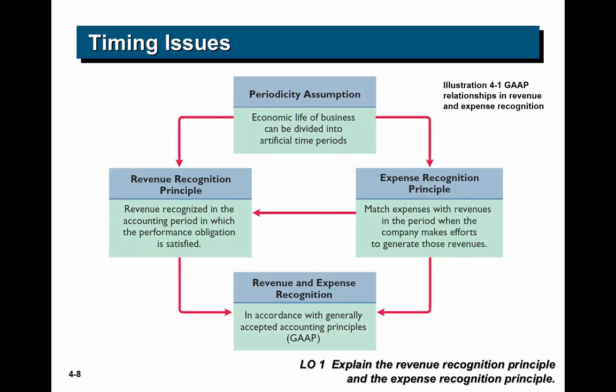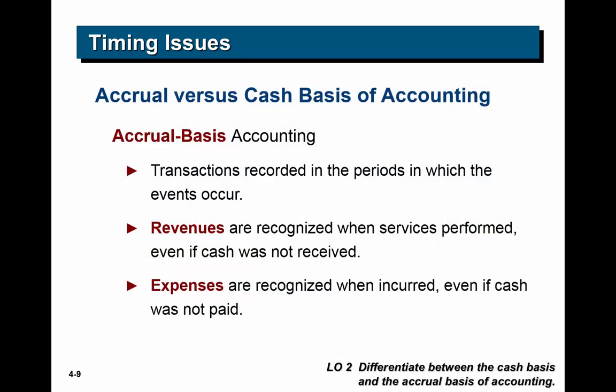So here's their big slide to help you understand what all that means. It's a little confusing unless you read it carefully. But really, it kind of goes over everything I just said in review. We're assuming periodicity, meaning that accounting is broken into artificial time periods. We are assuming that revenue and expense recognition will be in accordance with GAAP, which is that revenue is recorded when it is earned, during the period in which it's earned, and expenses are matched to the revenue of the period. So that's what we're going to be talking about for the rest of this chapter.